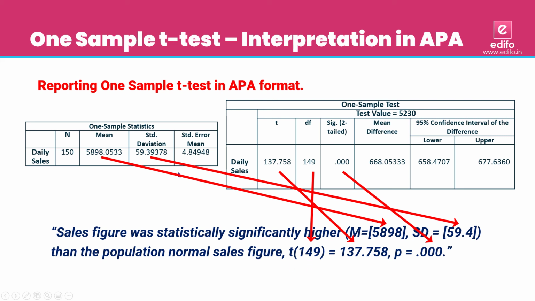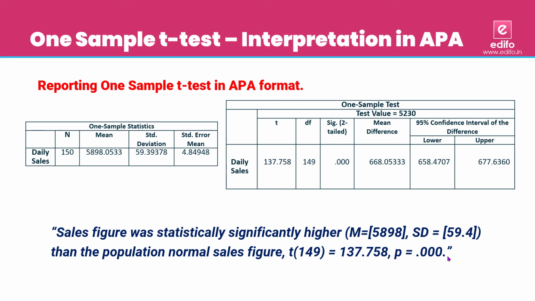Then the t value with degree of freedom, then the t value, p equal to. This way you can write in your research papers in APA format. This is the accepted APA format of one sample t-test reporting. So this is all about one sample t-test using SPSS and reporting in APA style.